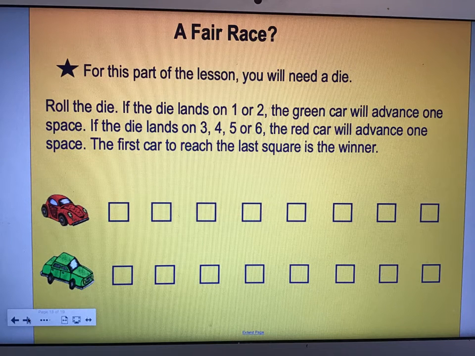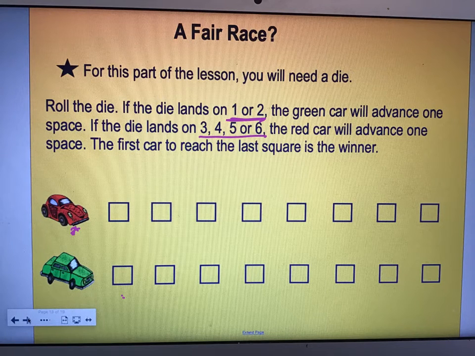All right, now you are going to play a game. This game is a race, and you are either going to bet on the green car or the red car. Miss Tierney is going to roll a dice, and if the dice lands on a 1 or 2, the green car will go forward 1 space. So Miss Tierney will put an X right there. And if she rolls a dice and it lands on a 3, 4, 5, or 6, the red car will win.